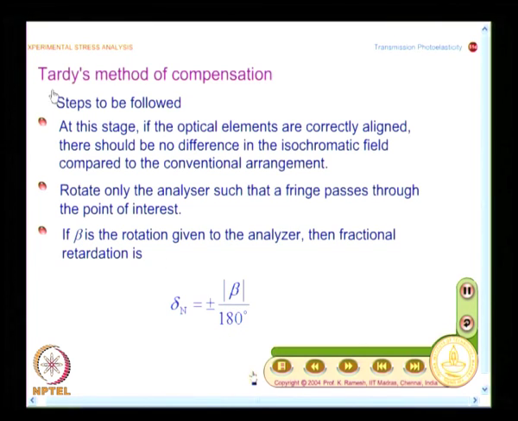So in the Tardy's method of compensation, your focus is to find out the angle beta that is necessary to keep the analyzer so that a fringe passes to the point of interest, and beta is also referred from the isoclinic angle reference, and you have this as beta by 180 degrees, and this sign comes from your observation of higher or lower fringe order passing through the point of interest.